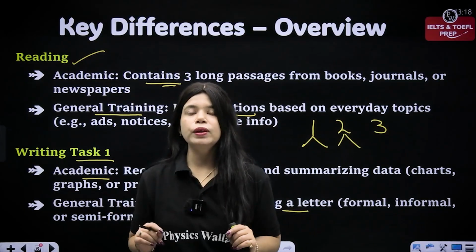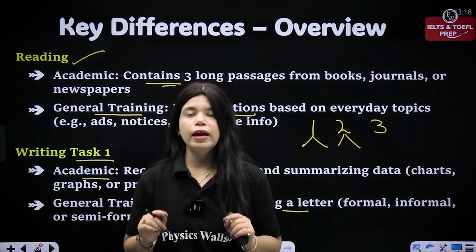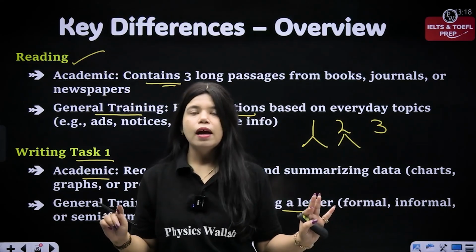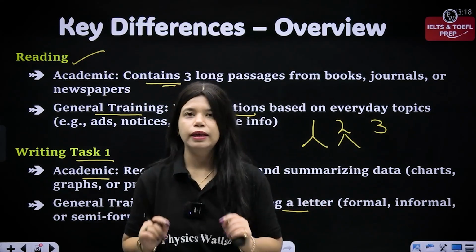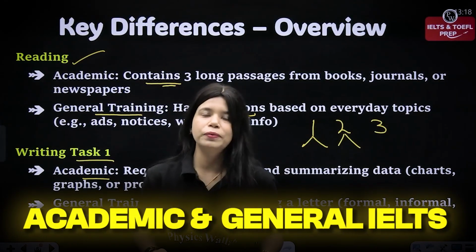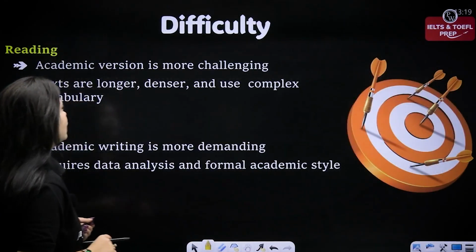And the other major difference is in the writing module, where task 1 is entirely different. For academic IELTS students, it's a report, and for general IELTS students, it's a letter. These are the main differences between academic and general IELTS. Now let's see which one is easier.